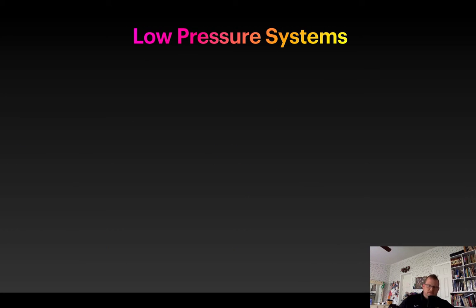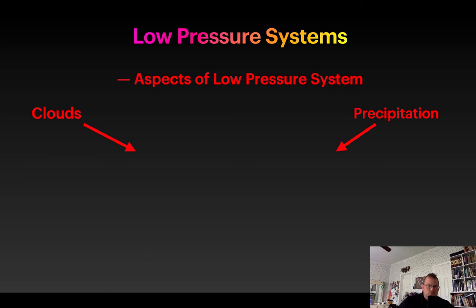The low pressure system. What does that mean? Well, the aspects of the low pressure system are generally there's clouds, and usually there's precipitation when there's a low pressure system. Usually. Clouds and precipitation. Well, what effect does that have? Well, you tend to have cooler temperatures or smaller temperature changes.